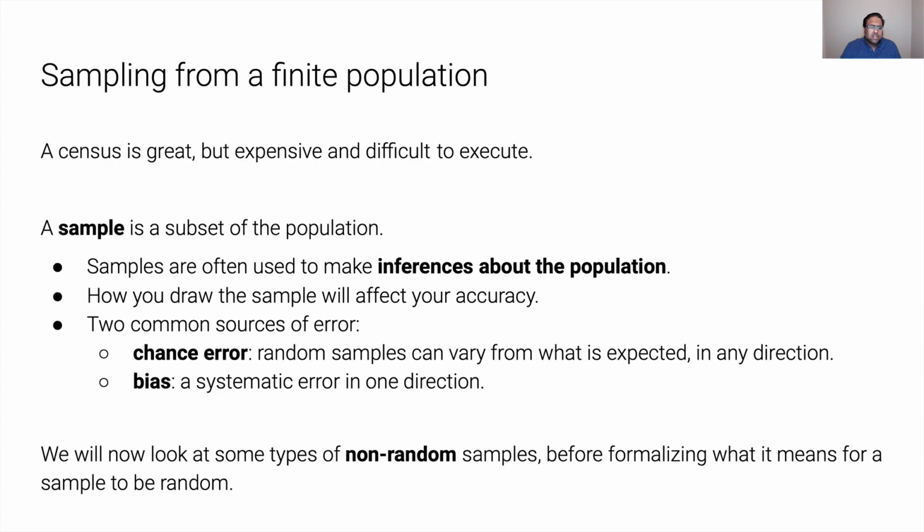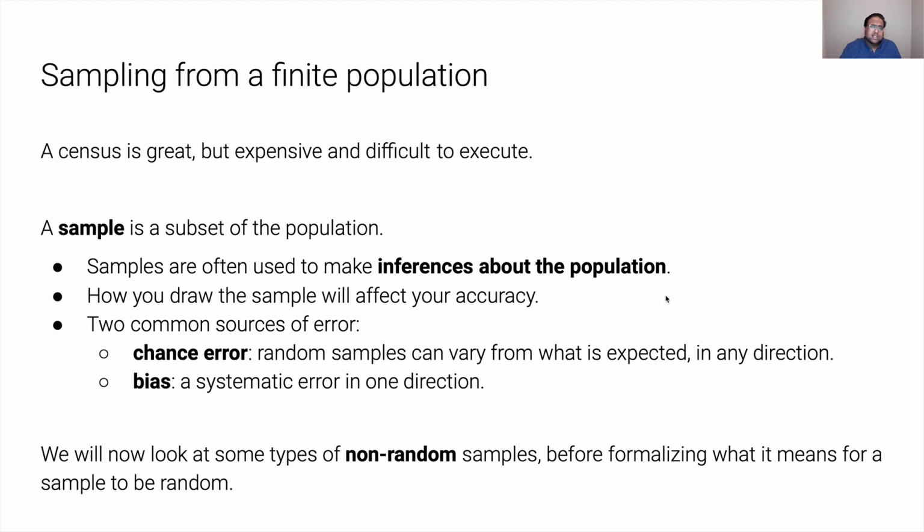Let's now talk about samples. If we were able to administer a census every time we needed to learn something about a population, that would be great. But in reality, it's too expensive and difficult to execute. And so a sample is a subset of our population, and we use samples to draw conclusions and, in general, infer something about the larger population.